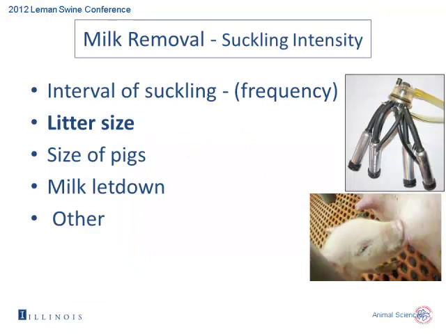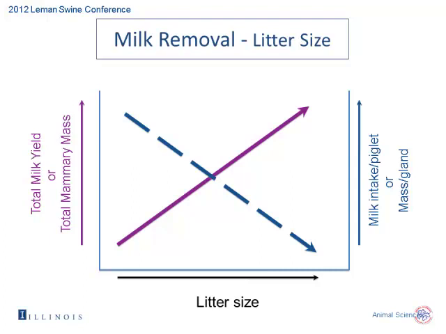Okay, litter size, very quickly. As you go up in litter size, and I realize that a lot of this work was done before the fairly recent increase that you have had in litter size, so you have some other dynamics going on there. But as we go from, usually when people have done this, either 4 or 6, up to, say, 12 or something like that, total milk yield by the sow and total mammary mass, so that's all the mammary glands, increases. So as litter size increases, the total mass increases.